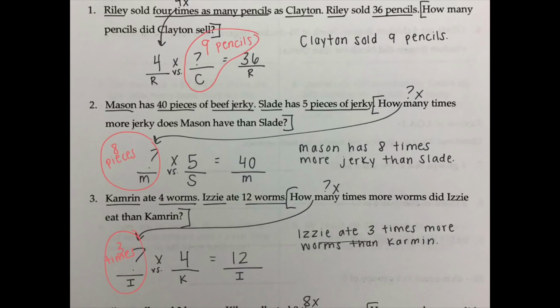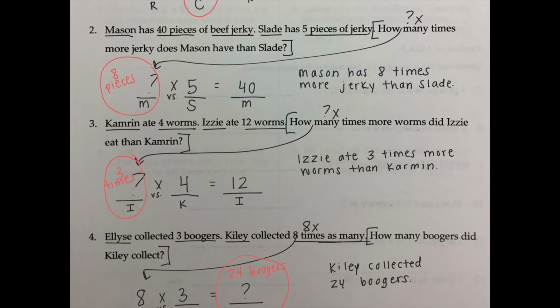Let's look at number 3. Number 3 was Carmen and Izzy, and they were eating worms. They must have got that idea from Mr. Hutch. Don't try to be like Mr. Hutch all the time, kids. Sometimes he has bad ideas.